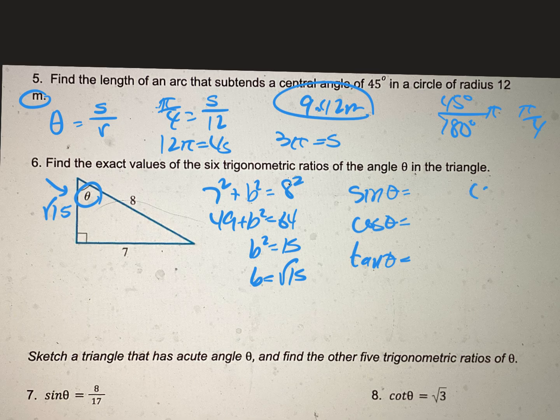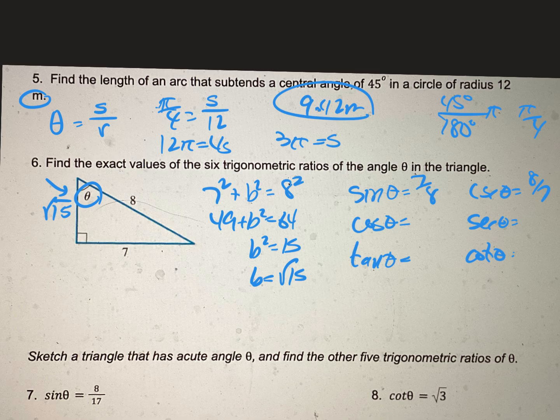So I'm going to say cosecant theta, secant theta. I'm putting them beside the reciprocal, cotangent theta. Okay, so sine. Sine is opposite over hypotenuse. So opposite is 7, hypotenuse is 8, so it's 7/8, which means cosecant is 8/7.